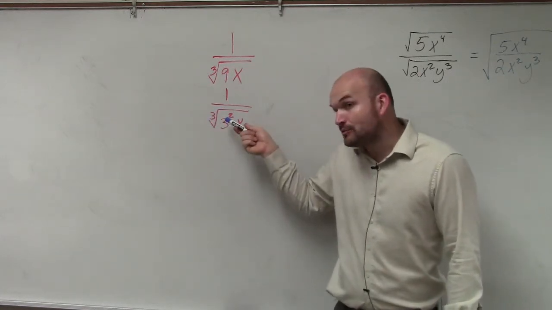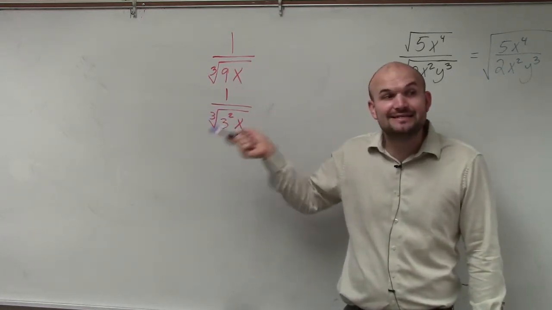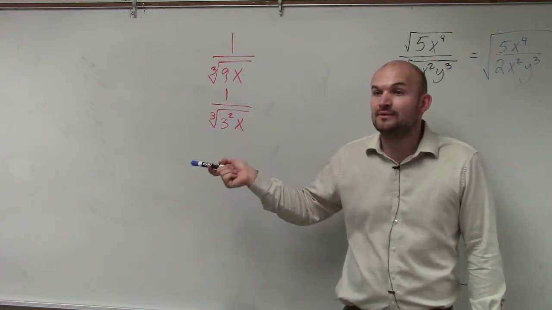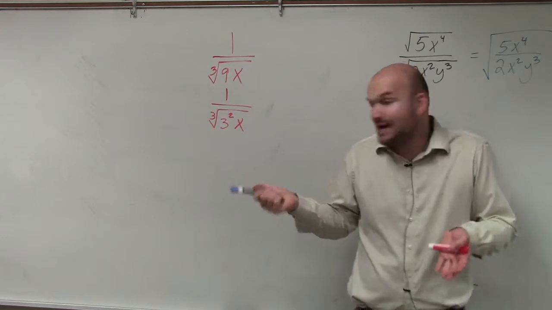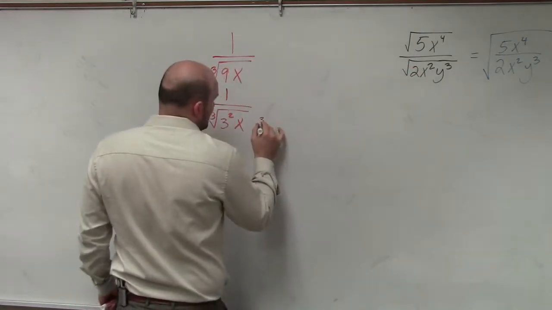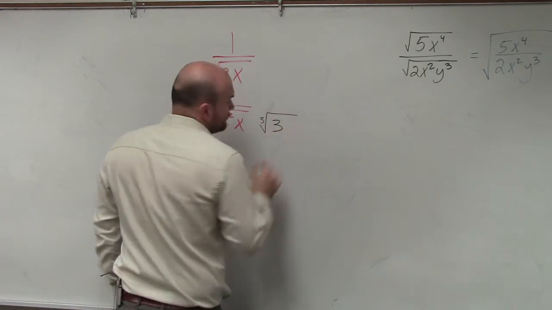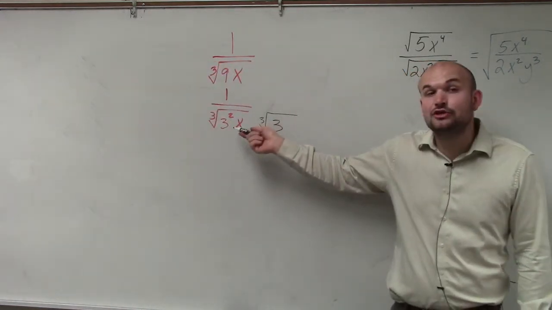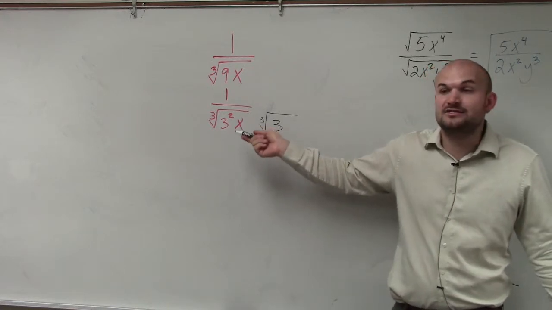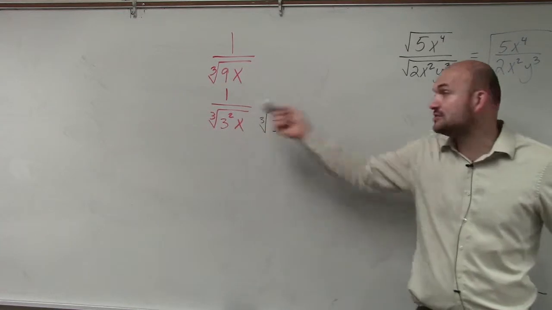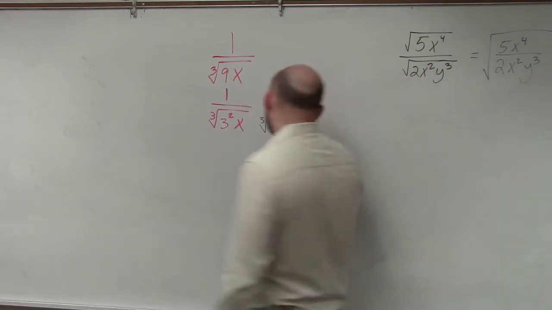So here I have 3 squared. I don't need it to be 3 squared. I need it to be 3 cubed. So therefore, I need to multiply by 3. But remember, we can't multiply a number inside of a radical. We have to multiply it by the cube root of 3. Then I have an x, but to take the cube root of that x, I need it to be x to the 3rd power, so therefore I need to multiply by x squared.